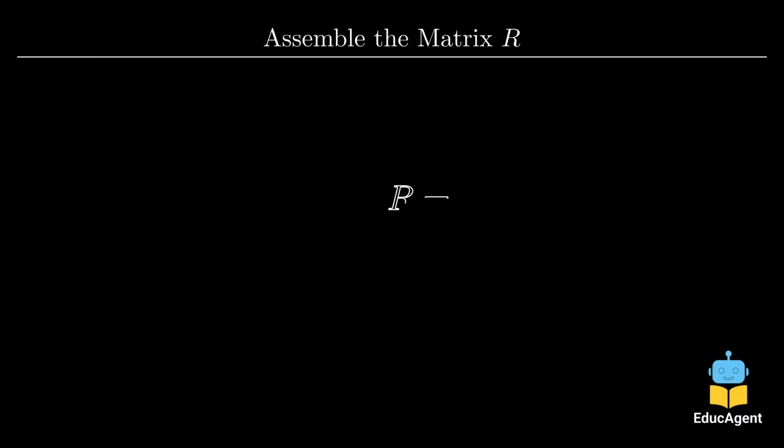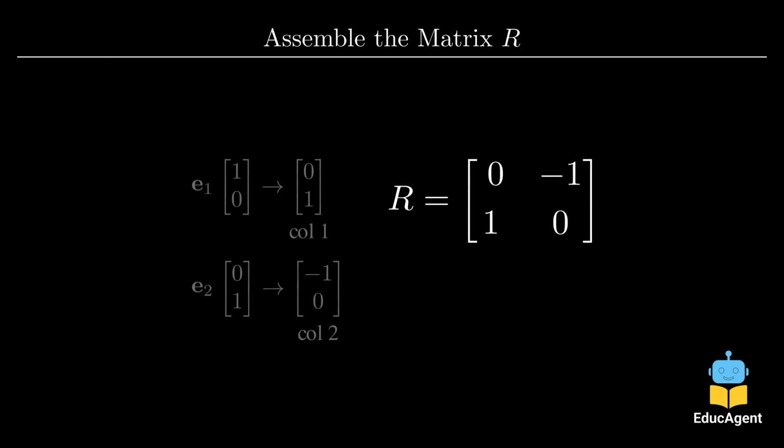Put the image of e1 in the first column and the image of e2 in the second column. This is the 90-degree rotation matrix. Visually, each rotated basis vector literally drops into its column slot.